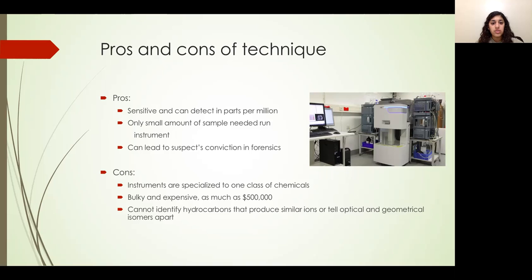Some of the cons include these instruments typically specialize in one class of chemicals, so they cannot be used outside of a specialized lab setting. And they are expensive and bulky, costing up to $500,000 or sometimes more. Also, they cannot accurately identify hydrocarbons that produce similar ions, and they are unable to tell optical and geometrical isomers apart.